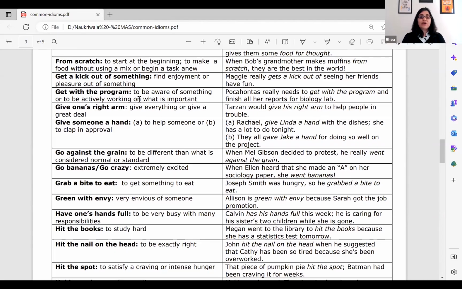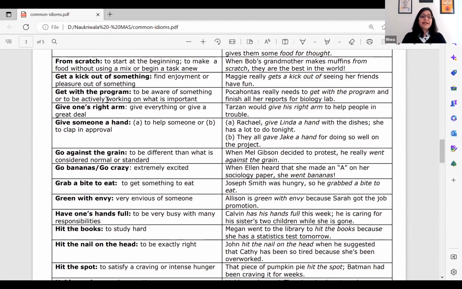Next, get a kick out of something. Get a kick means to actually go ahead and really enjoy something or really have fun doing something. So Maggie really gets a kick out of seeing her friends have fun. So which means she finds joy in it. She feels happy when her friends have fun.